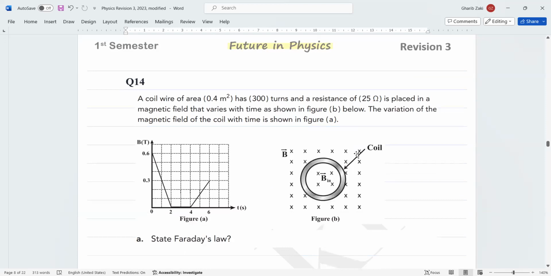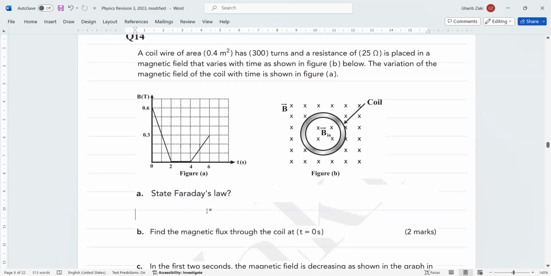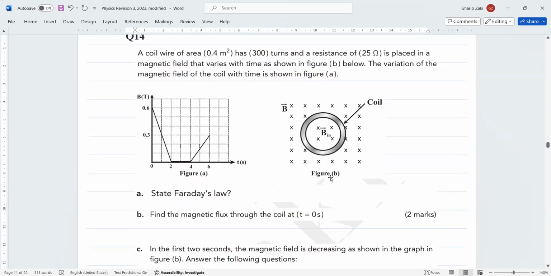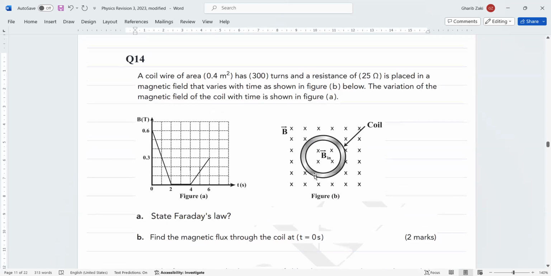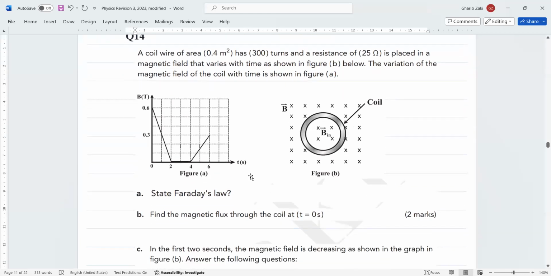Now read the question. State Faraday's law, we stated it before, we don't need to repeat. Now, find the magnetic flux through the coil at T equals 0. Now, read the question with me to write the given. Okay, guys, now, here.